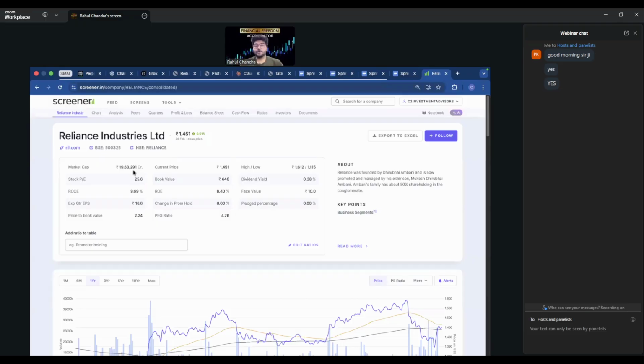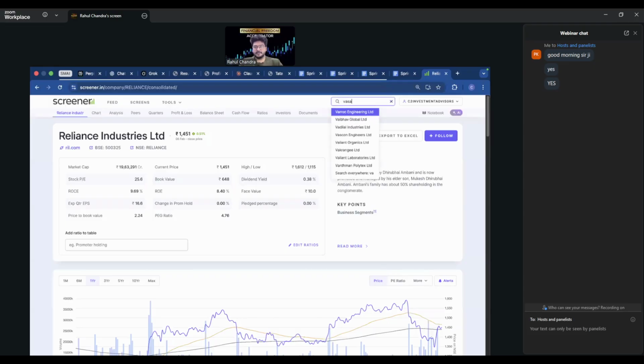19.63 lakh crores. Now, do you think it is possible for Reliance to become 10x in the next 5 years? 10 times as big or 20 times as big? They are already everywhere. They're doing everything, correct? Do they have that much room to grow? No.